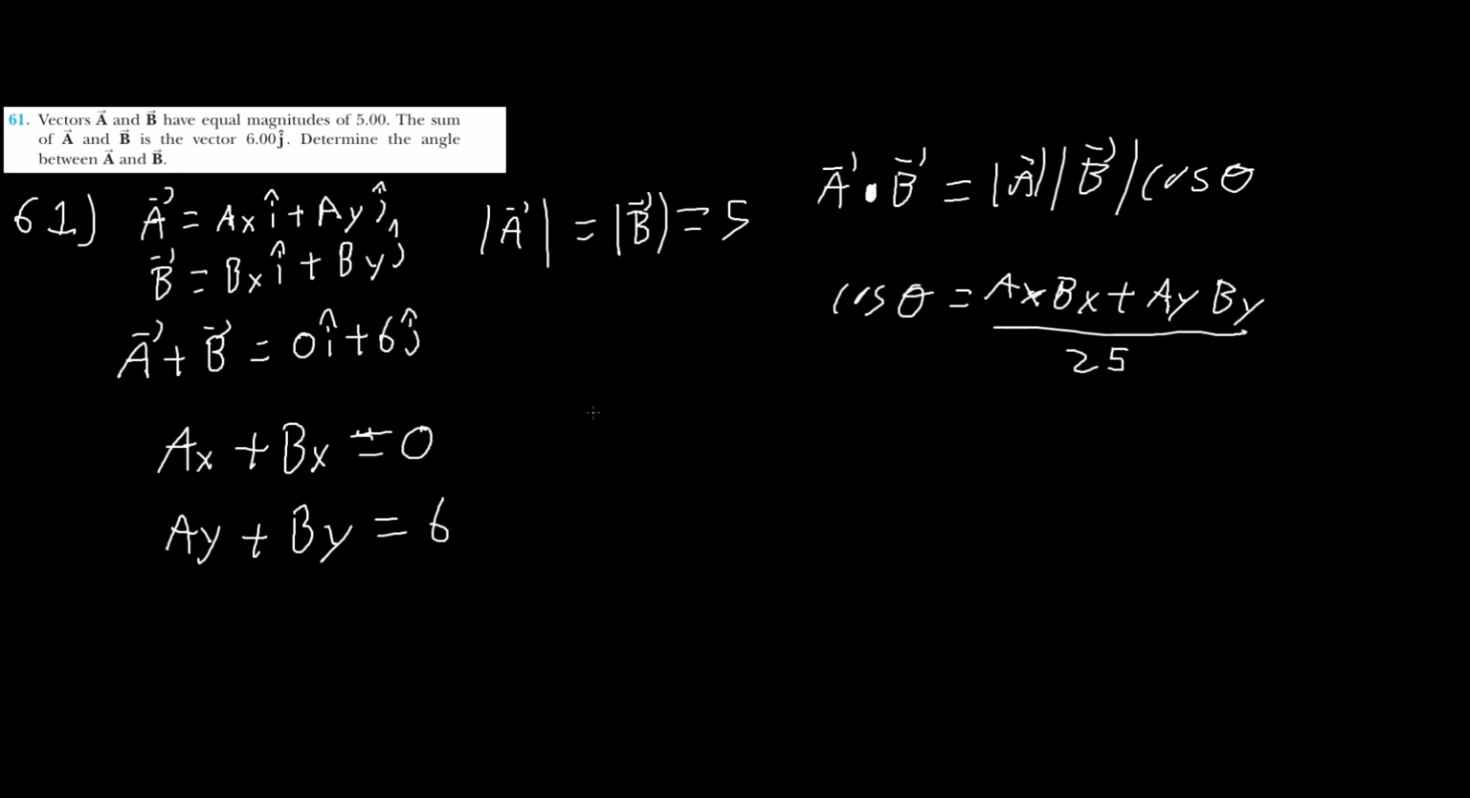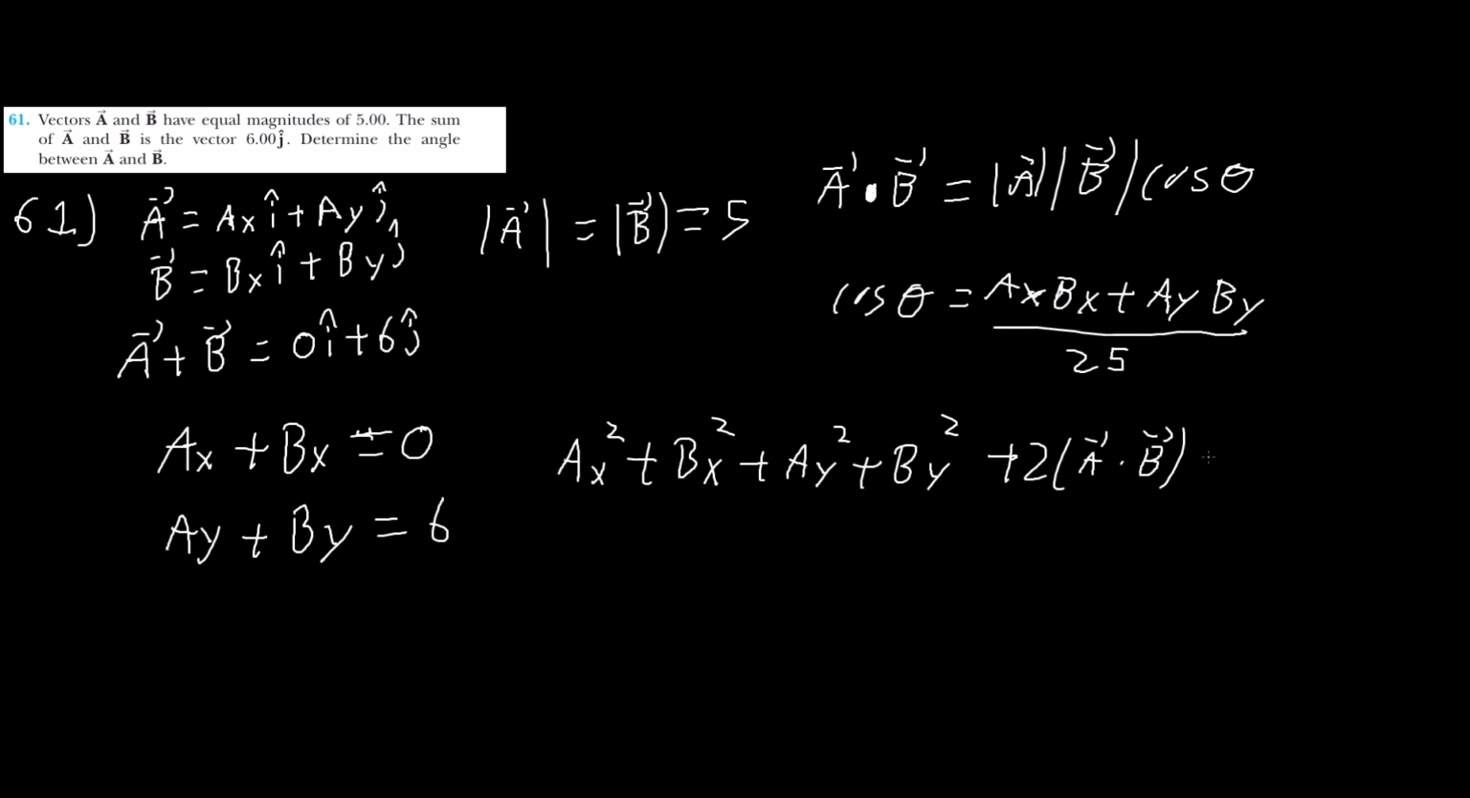So I don't know what to do, folks. But what I'm going to do is I'm going to also take the magnitude of this to be 36. So once you take the magnitude, that would be AX squared plus BX squared plus AY squared plus BY squared plus 2 of the dot product of A dot B. This is going to equal 36.